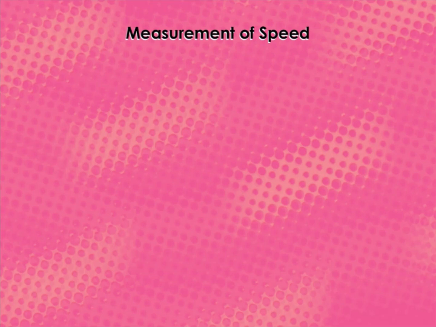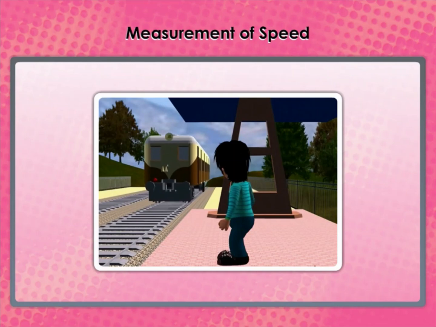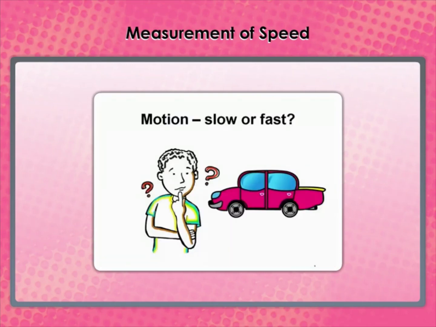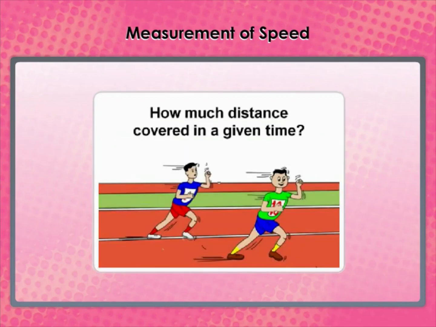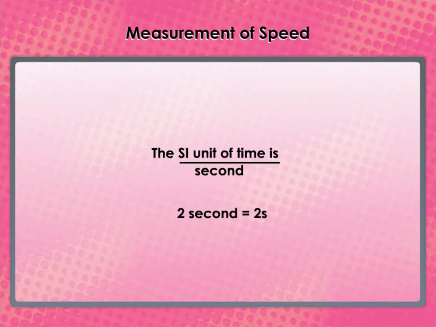Measurement of speed. Prakash and Pradeepa participated in a 200-meter running race. Prakash finishes the race in 20 seconds and Pradeepa finishes it in 25 seconds. Who ran faster? Obviously, Prakash ran faster compared to Pradeepa. What do you infer from this example?